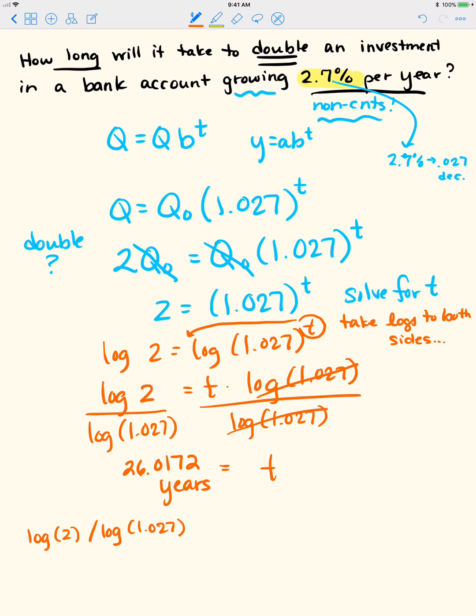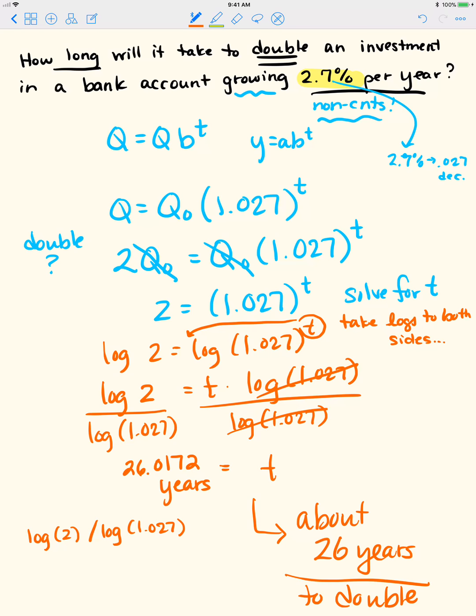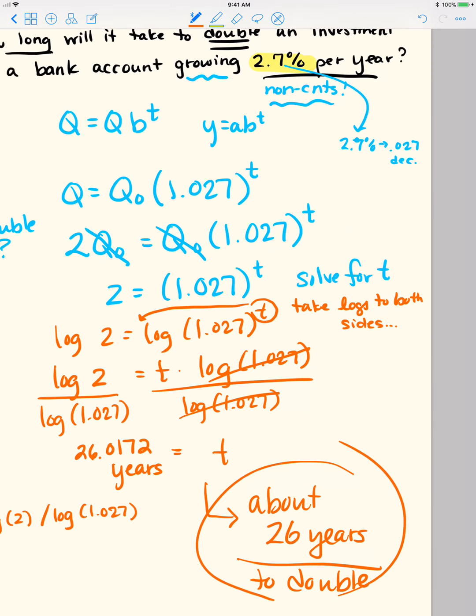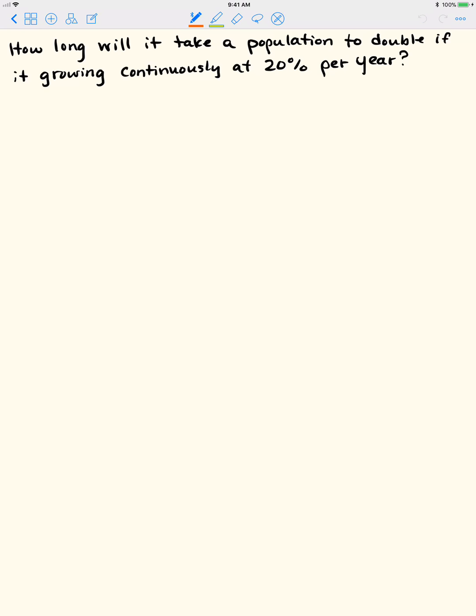So depending on what it asks you for, it takes about 26 years for your investment in this bank account growing at that rate to double. Again, it doesn't really matter how much you started with, $100, $500, $7,000. If it's growing at that rate, it would take about 26 years for it to double. And that's your answer for doubling time for this one. Okay. Let's look at another one.